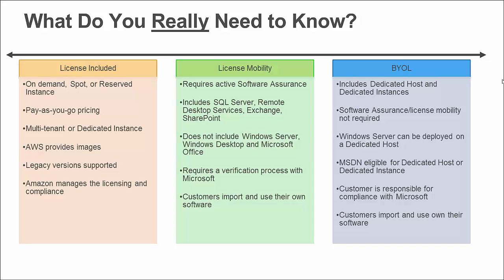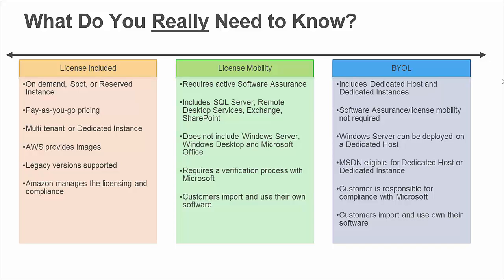With license mobility, as the benefit in active software assurance products like SQL Server, remote desktop services, and Exchange, you have the ability to bring those licenses into AWS. Does not include Windows Server, does not include Windows Client, does not include Office. There is a verification process. You need to fill out a form. You can email Microsoft@Amazon.com if you have any more detailed questions about how that license mobility process works, but you have the ability to import and bring your own software into AWS.